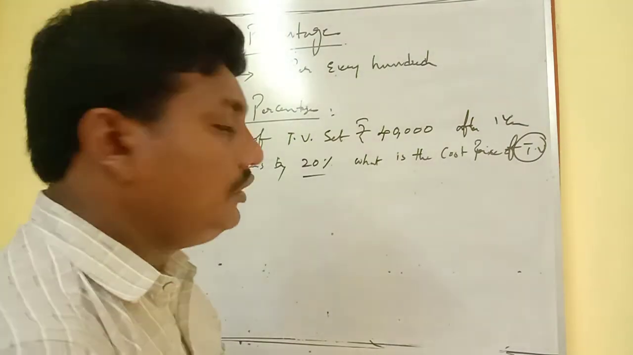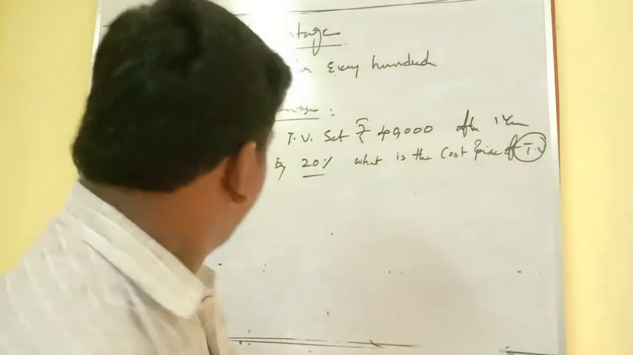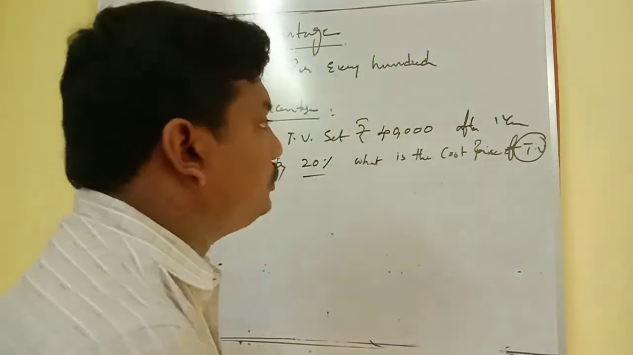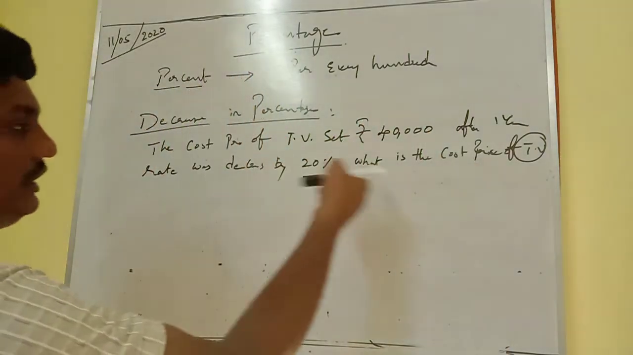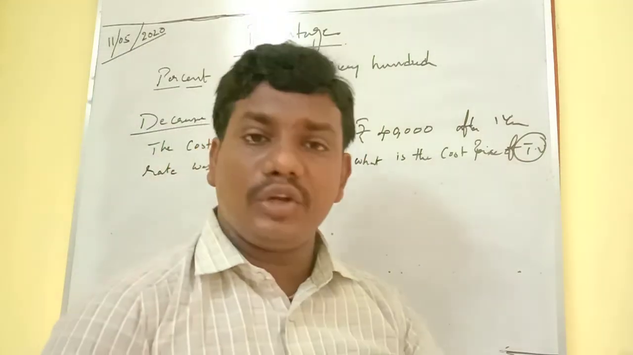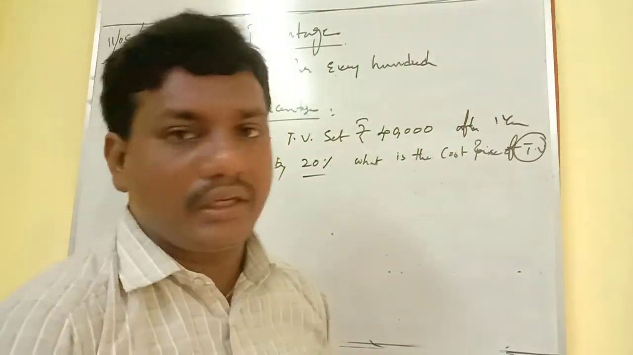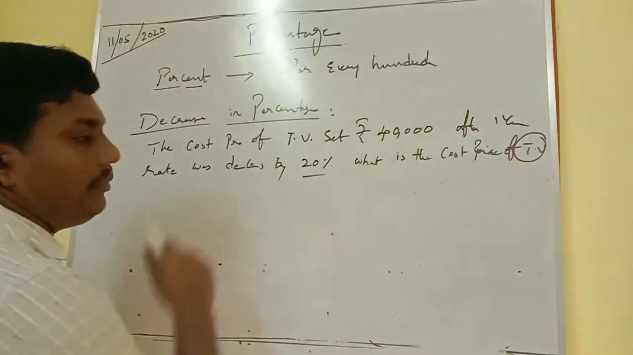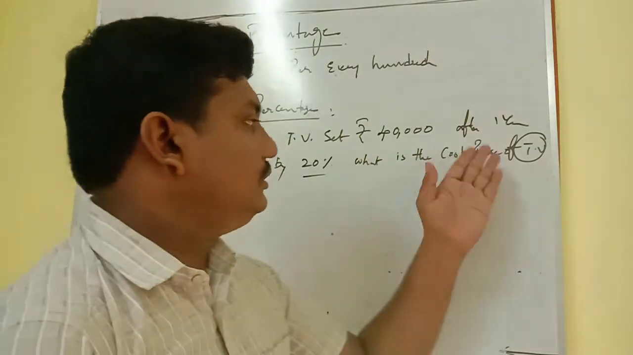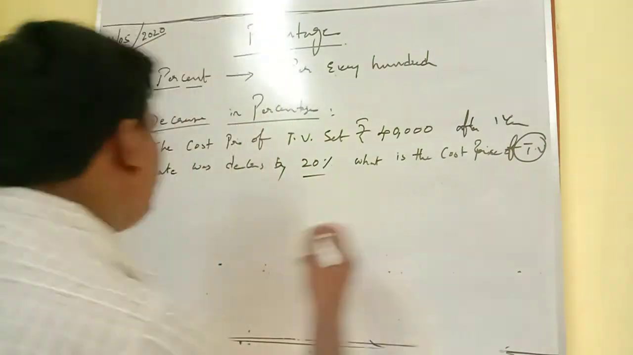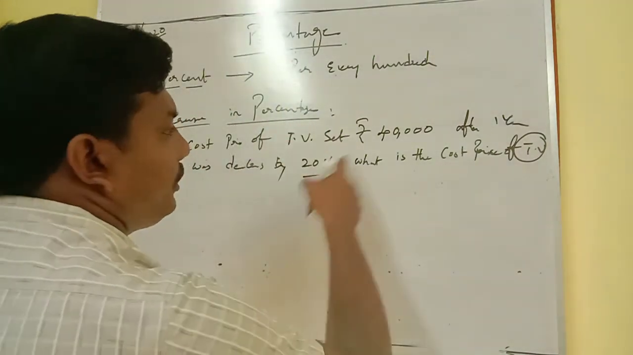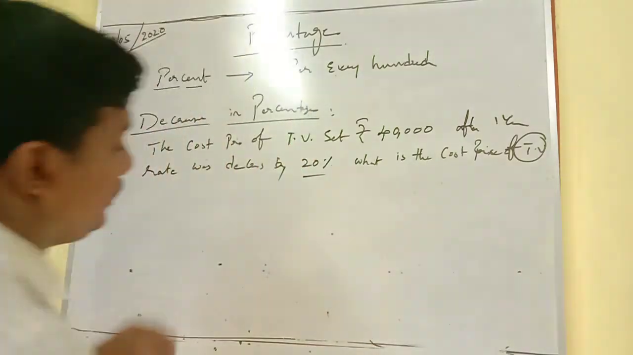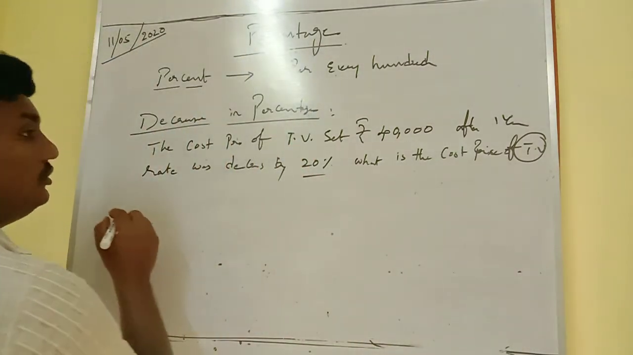Now this is the question. I hope you understand, students. The cost price of the TV set is 40,000 rupees. After 1 year the rate was decreased due to age and usage, by 20%. So what is the total cost? In this process also we are going to calculate 20% of 40,000 rupees first.